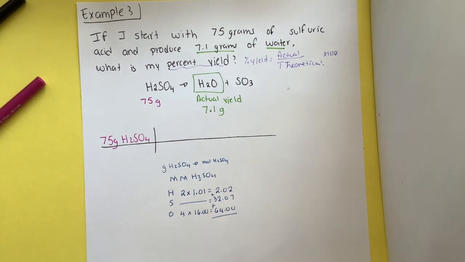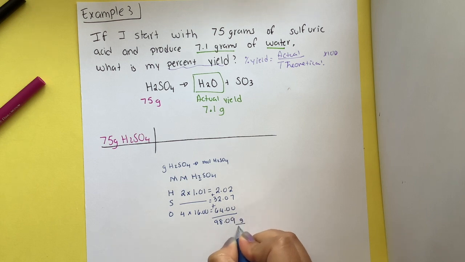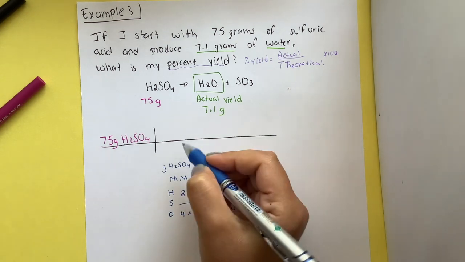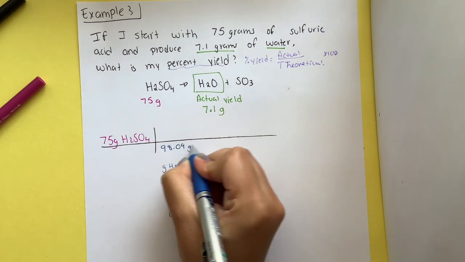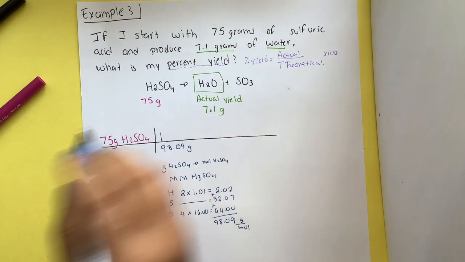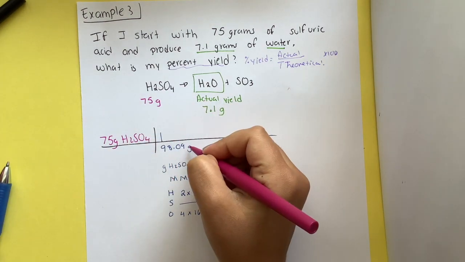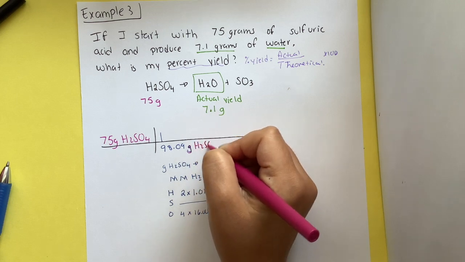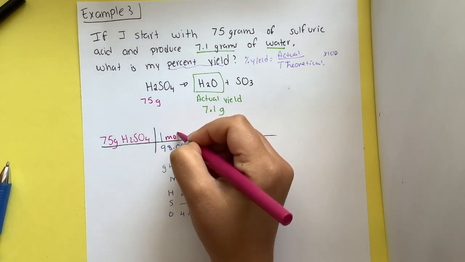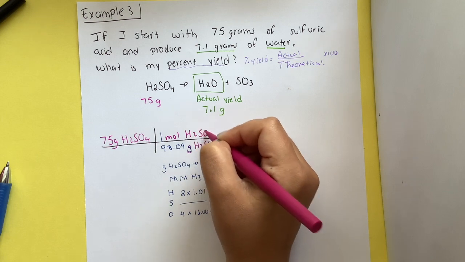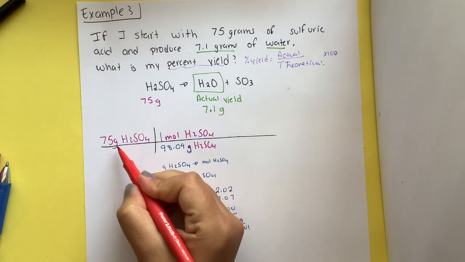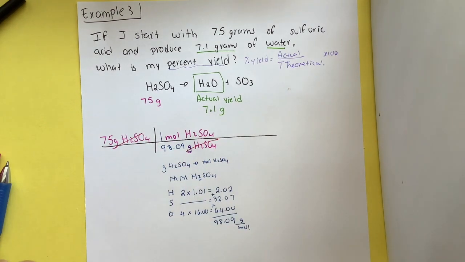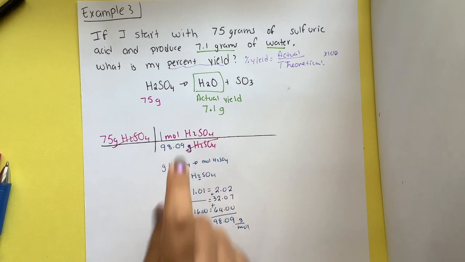I add all the masses and I get 98.09 grams per mole. Okay, so I'm going to put this number down here: 98.09 grams per 1 mole. So grams of H2SO4 for every 1 mole of H2SO4. Okay, like this, grams of H2SO4 have canceled out. Now I'm left in moles of H2SO4.